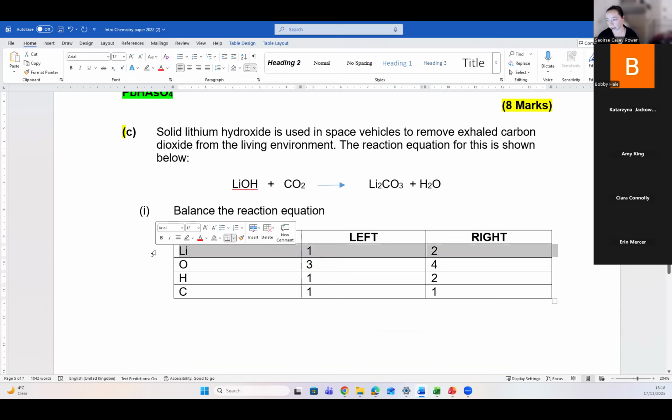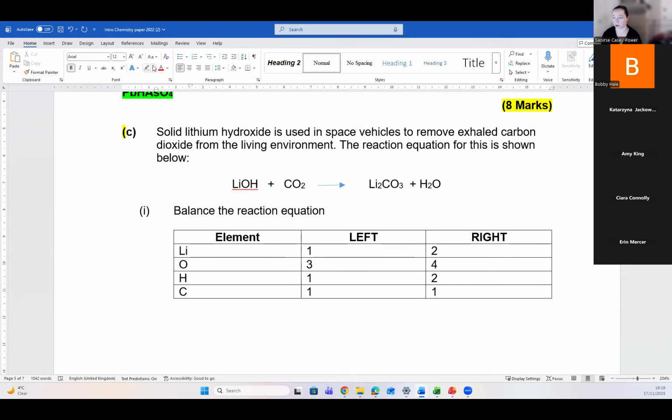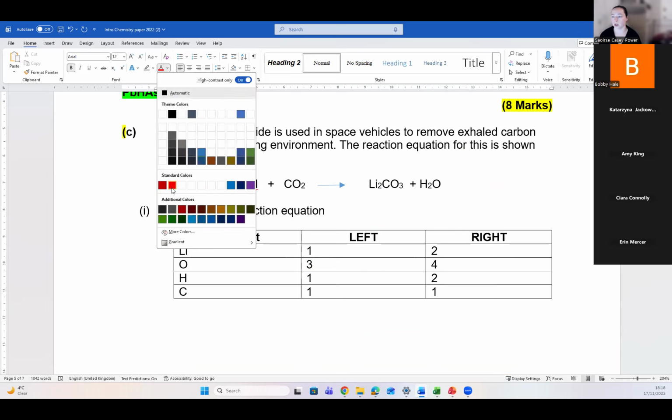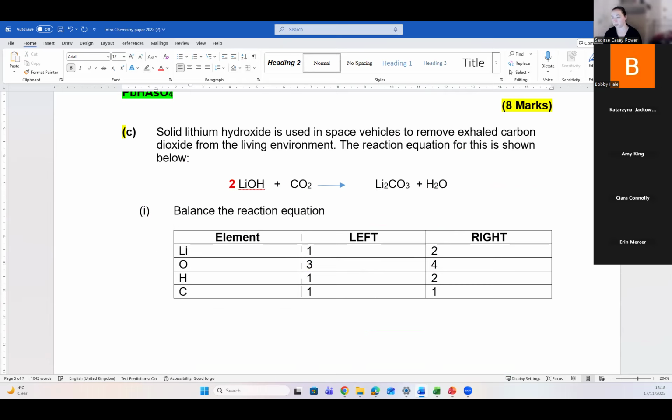Okay, so I'm going to start out with lithium here first. Okay, so can anyone suggest what I have to do to the left-hand side of the equation to make sure that they're equal? To put a 2 in front of lithium. Exactly. Okay, so I'm going to just write that in bold. So if I put a 2 in front of the lithium there, all right, that is now balanced by lithium. So in the exam, what I would do is I would physically cross out the 1 and write the 2 next to it.